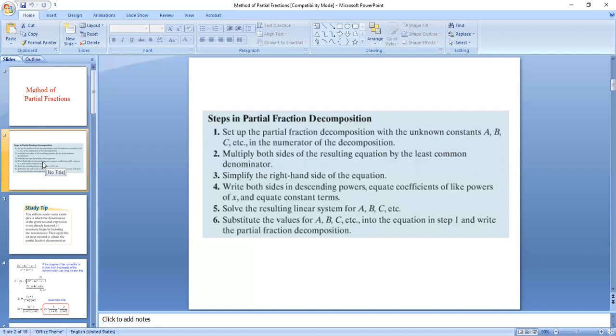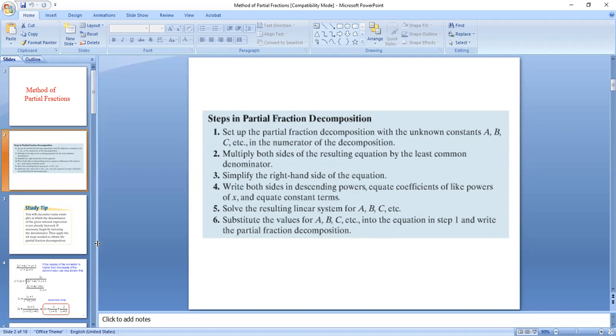And I will again emphasize and mention the steps when we go to specific examples later as I proceed on the slides. Okay? So step 1, if you are already going to use the method of partial fraction, step 1 is you set up the partial fraction decomposition. Later, you will know what this partial fraction decomposition is.